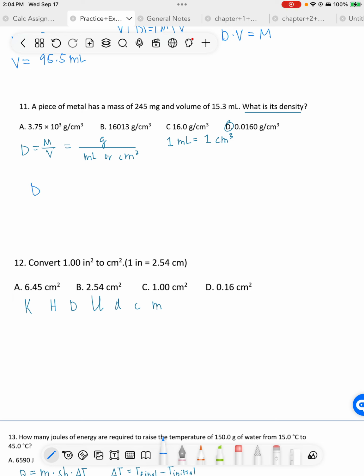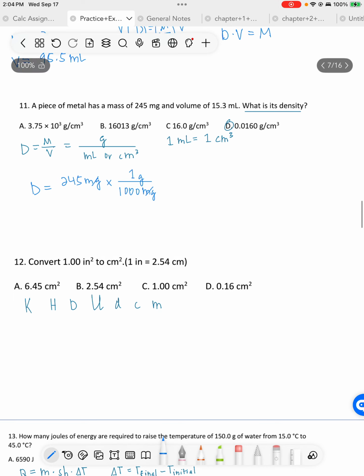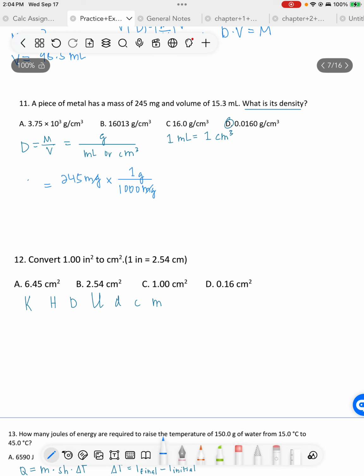So we just do density equals mass, 245 milligrams. And we need it in grams, right? So we got to get rid of our milligrams. We know there's 1,000 milligrams in 1 gram. Okay, now we have grams on top. In fact, I broke my own rule. That's right, grams per centimeters cubed. Okay, so we have grams on top. And now we need centimeters cubed, but we can stick with milliliters for now. We know it has 15.3 milliliters.